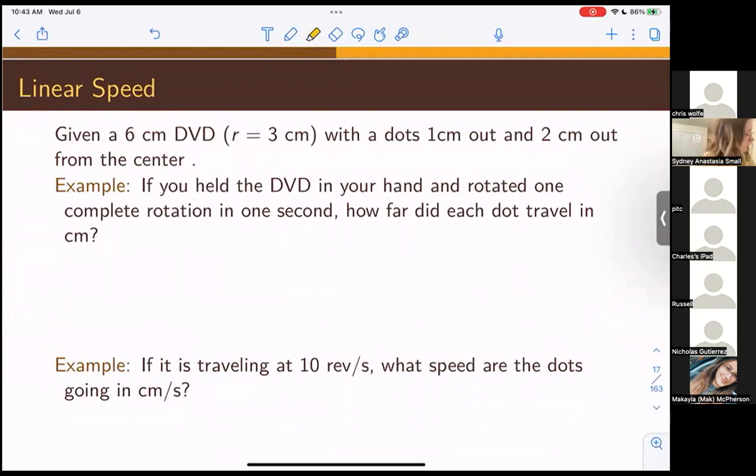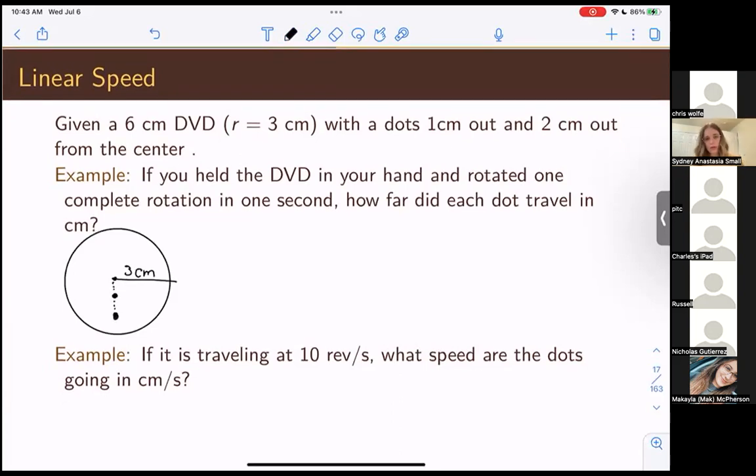It has a radius of 3 centimeters. I will just draw this picture again. Same CD, radius of 3 centimeters. Draw our dots 1 centimeter and 2 centimeters out. One right here, one right here. Okay, so say we're holding this DVD in our hand and rotating it 1 complete rotation. How far did each dot travel? We are not talking about how many revolutions per second. We just want to know if I just rotate the CD 1 time, how far did the dots travel?